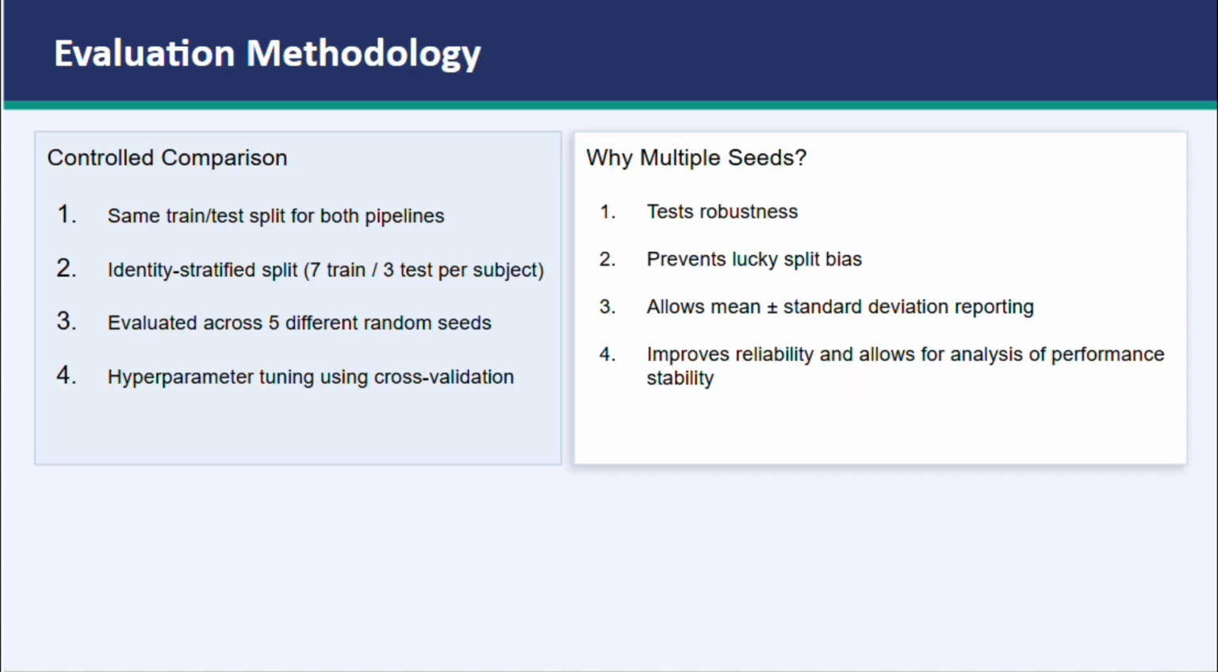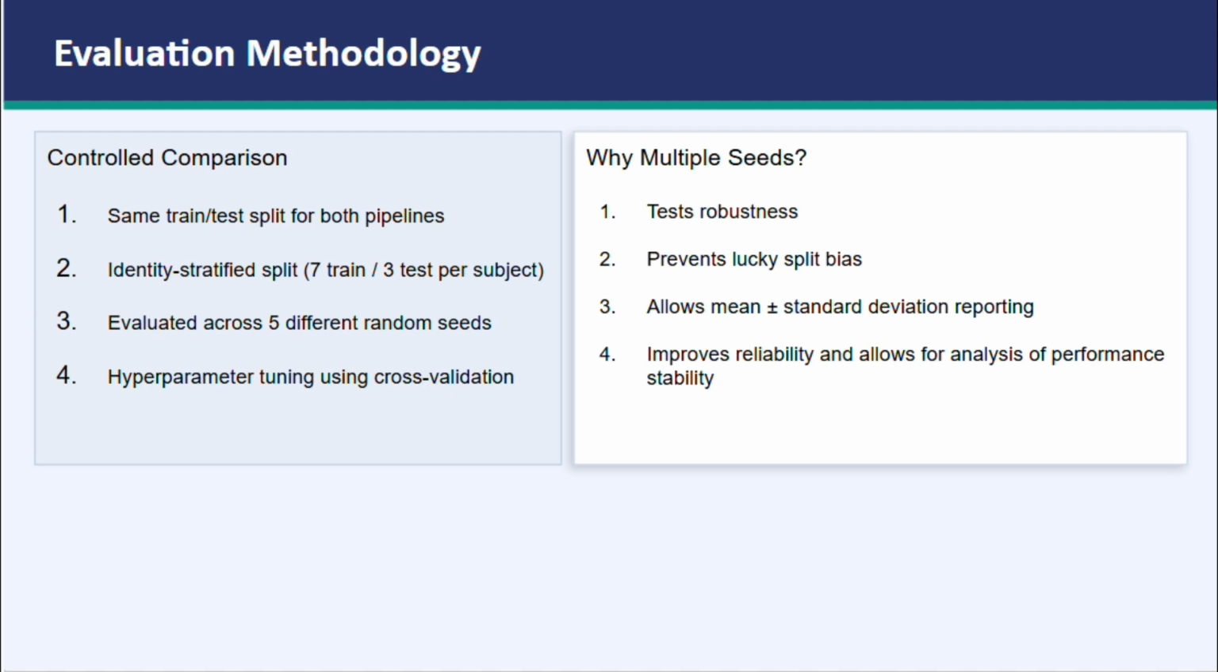Okay, next we will go on to the evaluation methodology. So to ensure a fair comparison, both pipelines used the same identity-stratified split, 7 training images and 3 test images per subject. We evaluated performance across 5 different random seeds, which reduces the risk of a lucky split influencing the results.